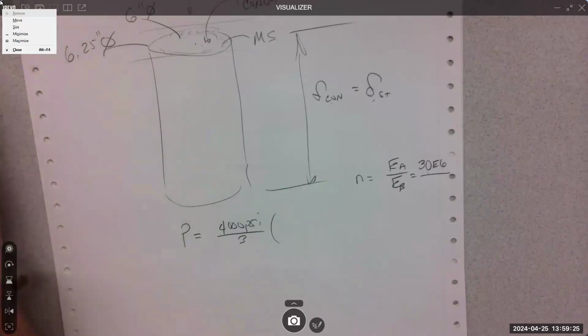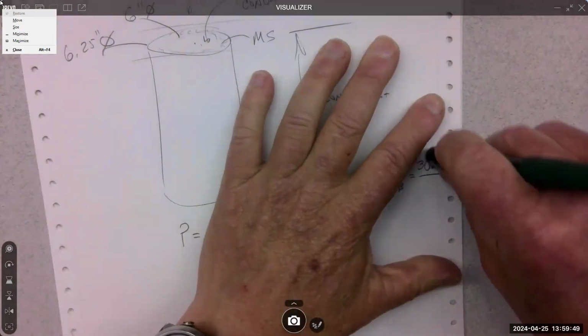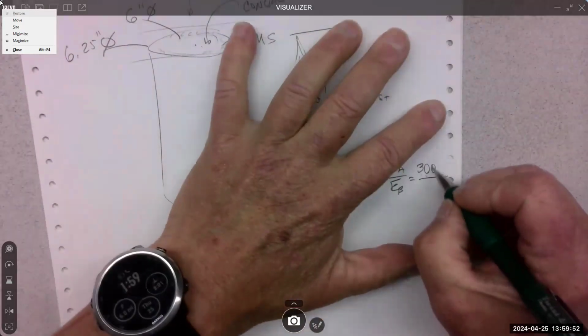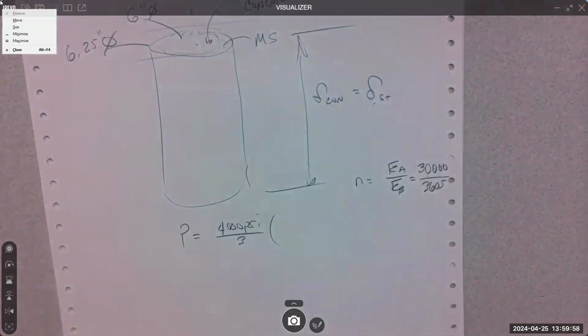How much? 3,600. 3605 KSI, so 3.6e6 PSI. If you do KSI, you can do 30,000. That might be easier. 30,000 KSI over 3605, right? Both of them in KSI. Agreed? I'm going to change it later.